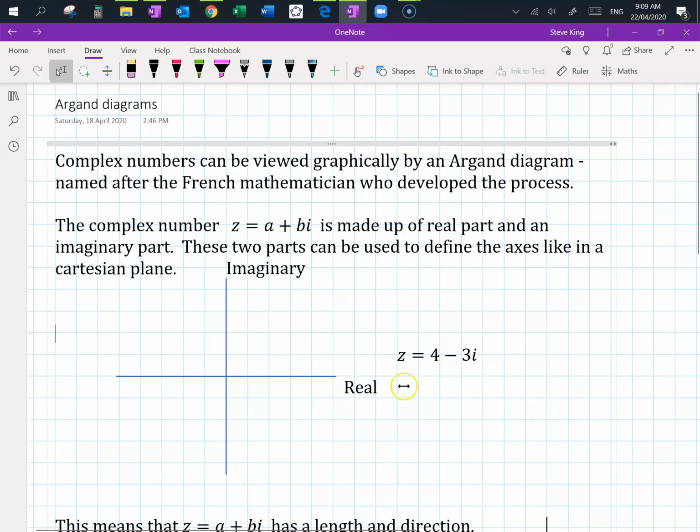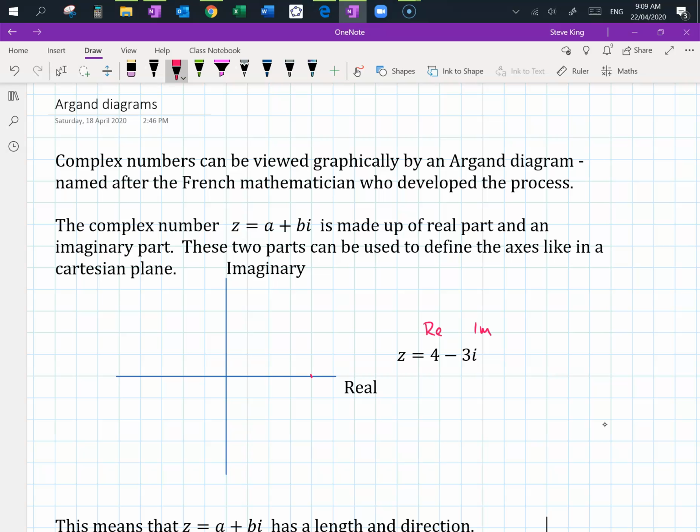And then he said, right, if I've got a complex number, like the one that I've shown over here, 4 minus 3i, I can go and represent that using this plane. So the real part is this part over here, and the imaginary part is that part over there. So when I say that I have a real component of 4, it means I can go 4 along the x-axis. There's 4. And my imaginary component is minus 3.